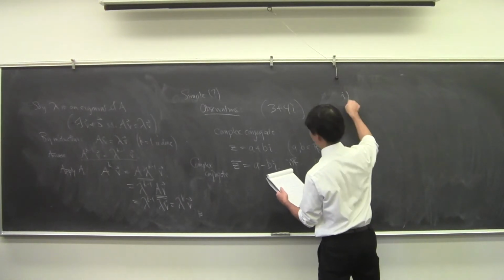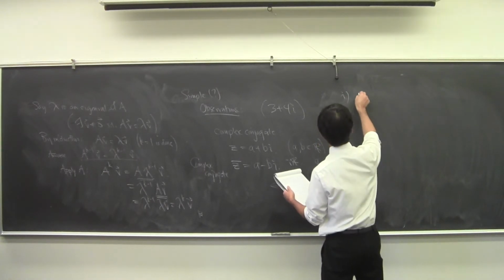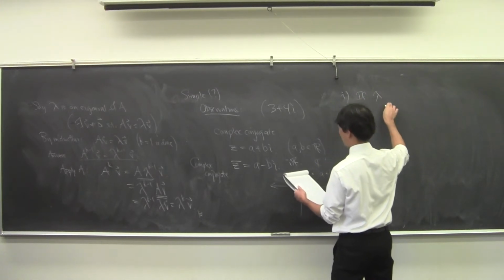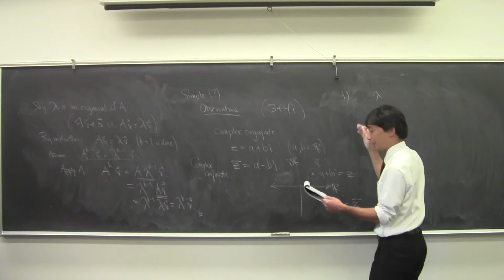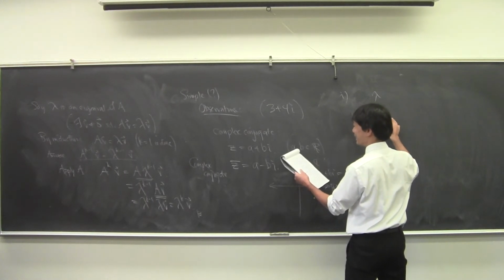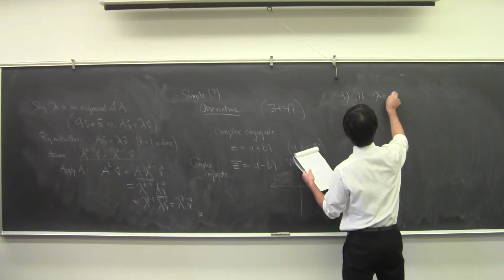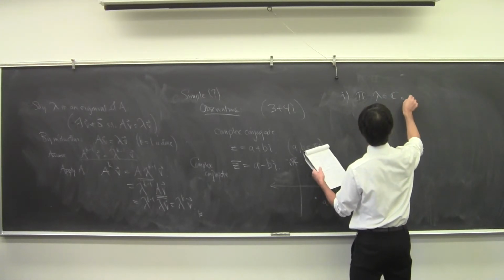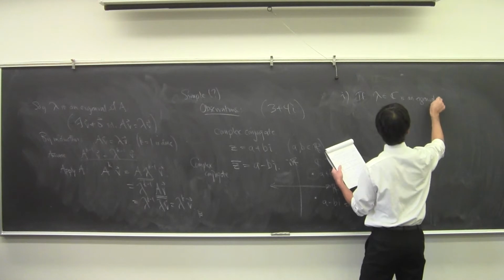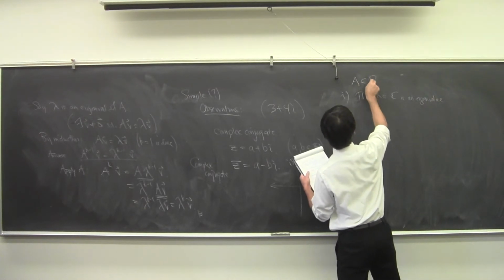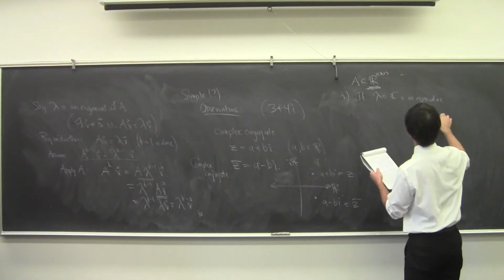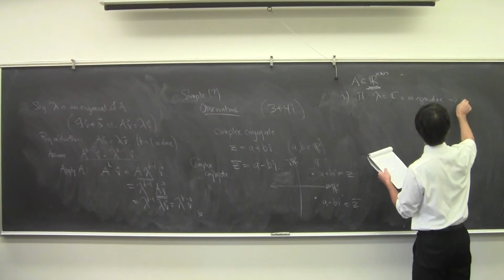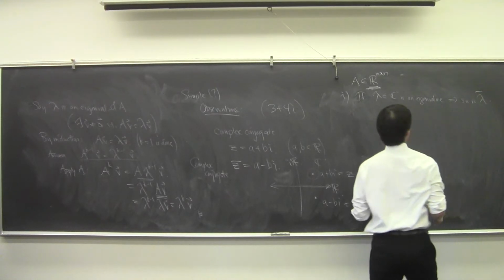Okay, so here's simple observation number 1. We're going to have to start with the more complicated of the simple observations. If lambda, the complex number lambda, is an eigenvalue, and A is a real matrix, and this is important, A is a real matrix, then if lambda is an eigenvalue, so is lambda bar.